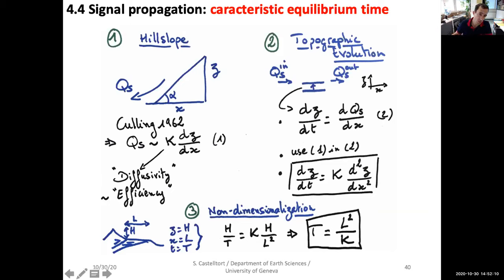And so what you do to non-dimensionalize this is you replace this term by big H, dt by big T, k is out. D2Z is you derive twice H, so you just have a big H. However, DX2 is DX DX, so it's L times L, so it's L squared. And you see that H eliminates itself from the equation, and we are left with 1 over T equals K 1 over L squared, which is T equals L squared divided by K, the diffusivity.